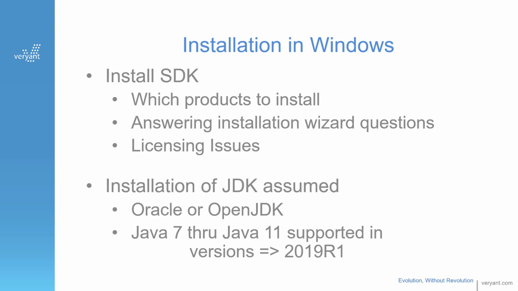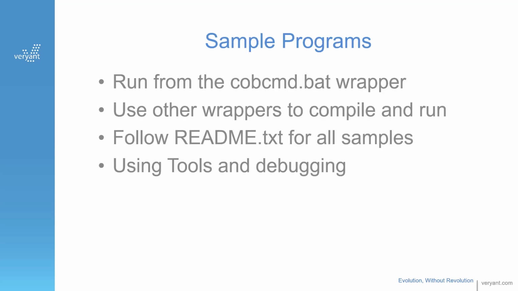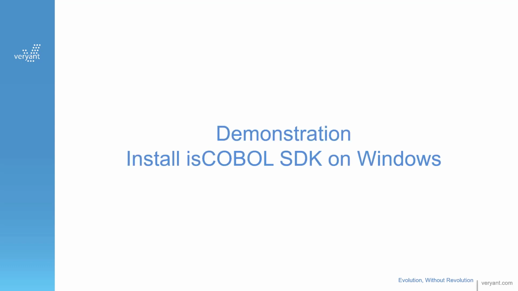We've supported Java 7 through Java 11 since our version 2019 R1. After installing, I'll demonstrate how to run one of our samples from the command line. The SDK uses wrappers to set up the environment for the command prompt, as well as the isCOBOL products and tools, and we'll look at those wrappers. Each sample has a readme.txt file with step-by-step instructions, and we'll use one of those. And we're also going to run a program and debug and access some of the tools. So let's get started.